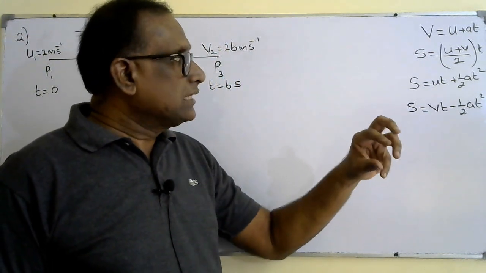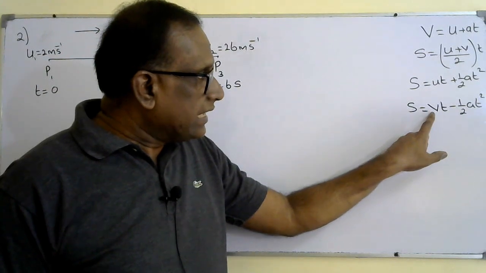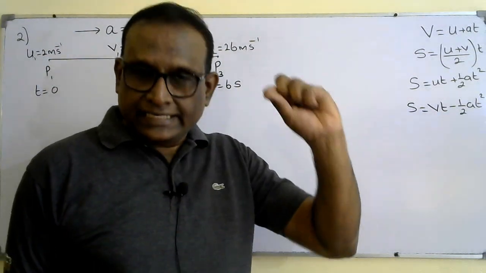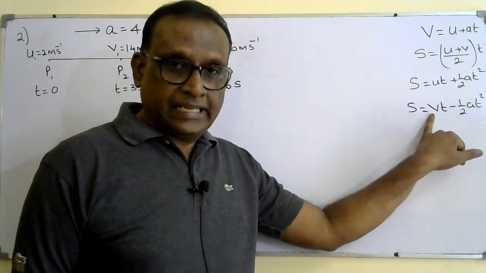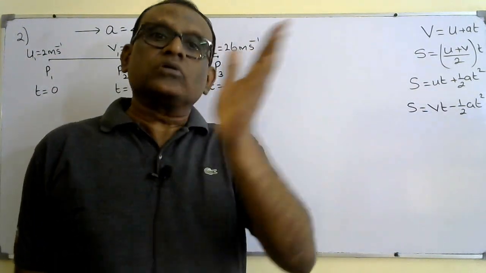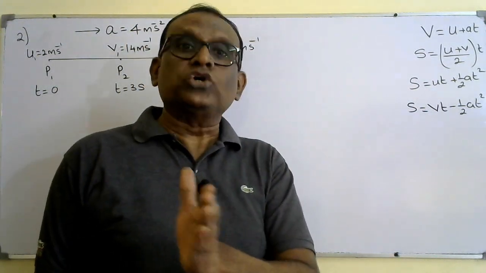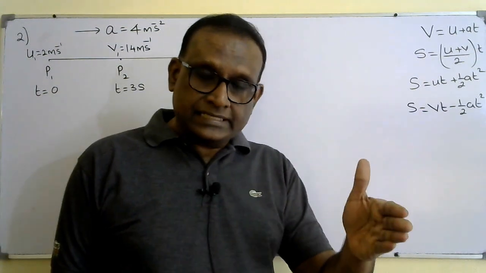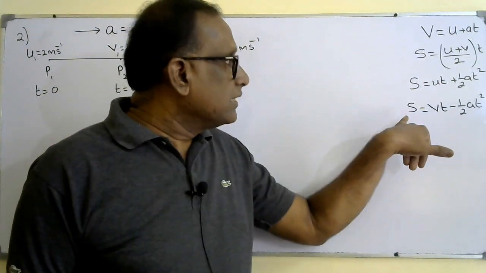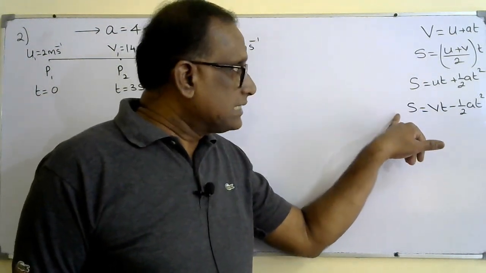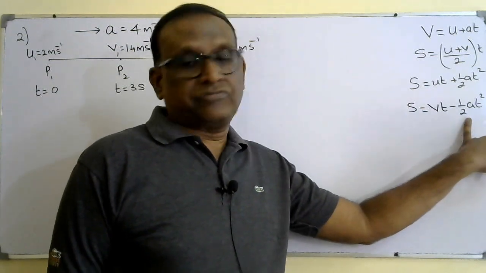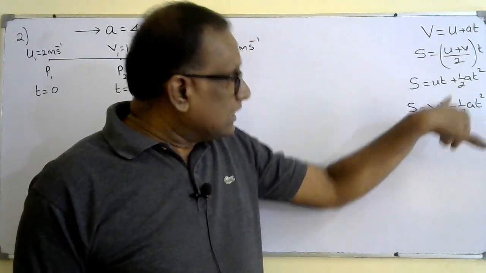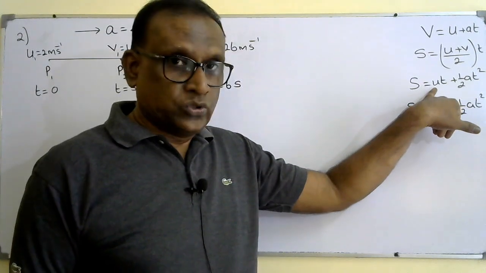If we know the speed v at a particular instant, then before that speed is achieved, during the time t, the displacement is given by s equals vt minus half at squared. This is for the case where, initially, when t equals 0, the speed is u.